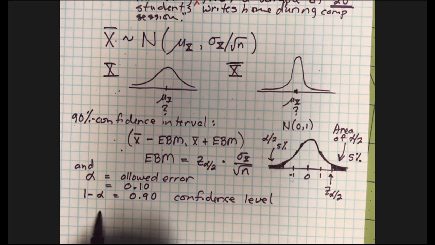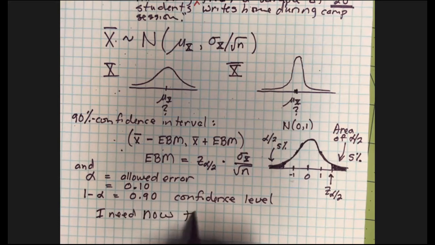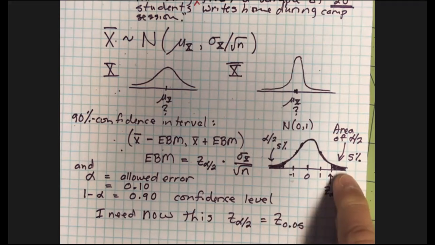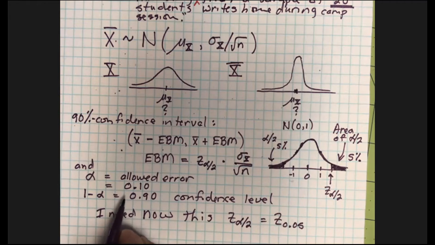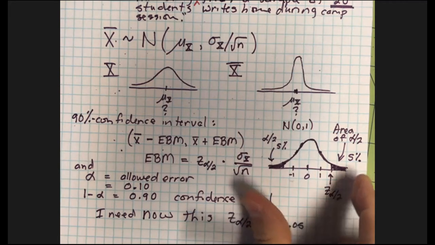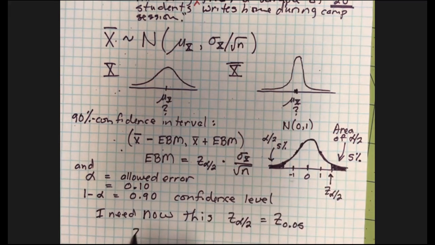And I need now this Z alpha over 2. That this Z5%, and I'll write that literally as Z0.05. So I want 5% of the standard normal curve above that point. Now remember, the error is 10%, but I'm splitting the error 5% left and right. Now I'm going to demonstrate this on the calculator, but we look up this number. It's not hard to look up in a table or in the calculator with the inverse norm command.